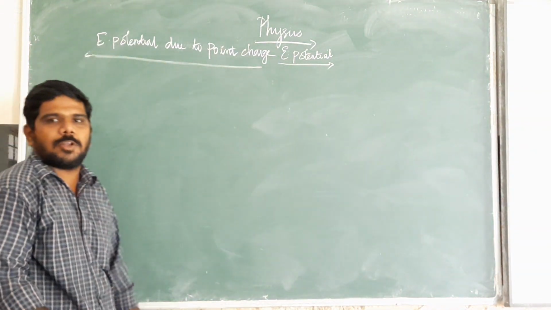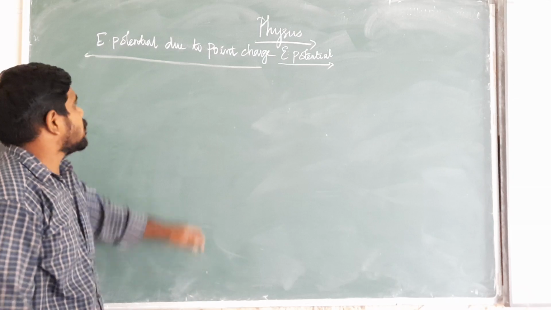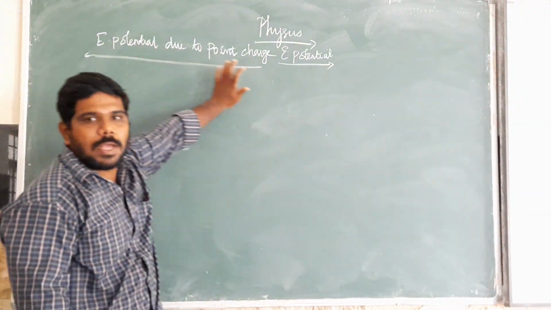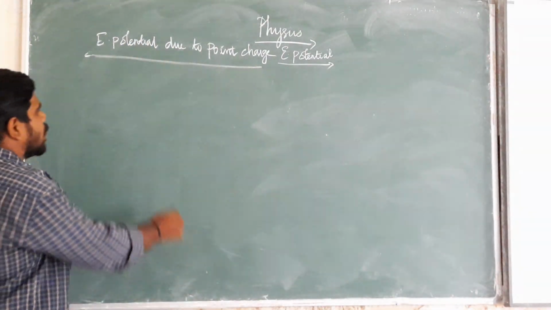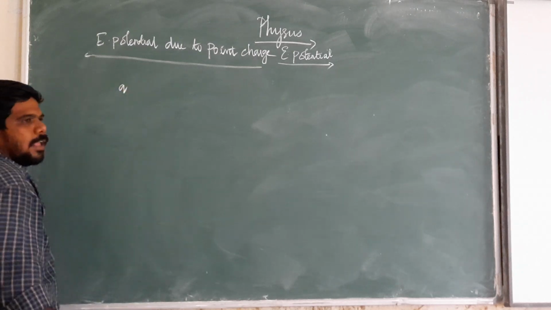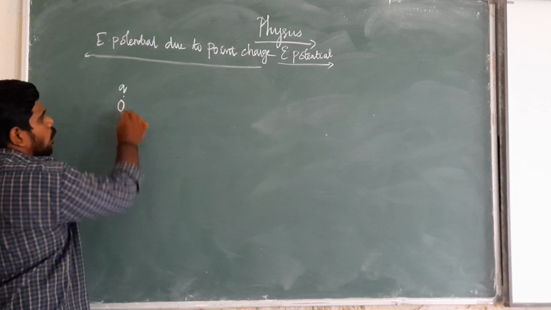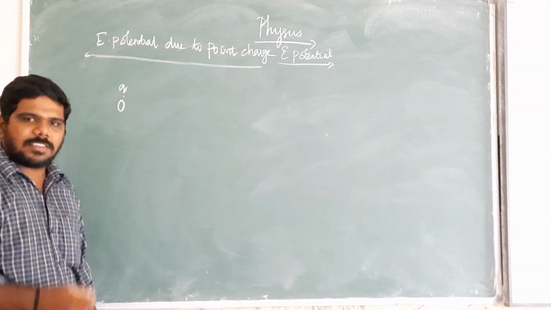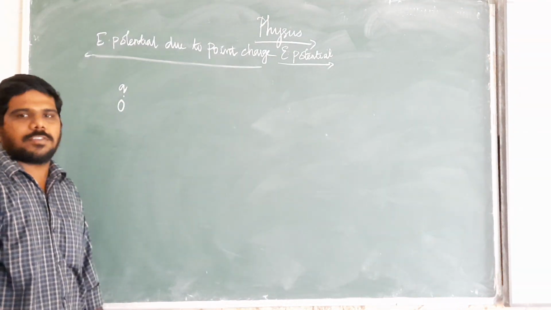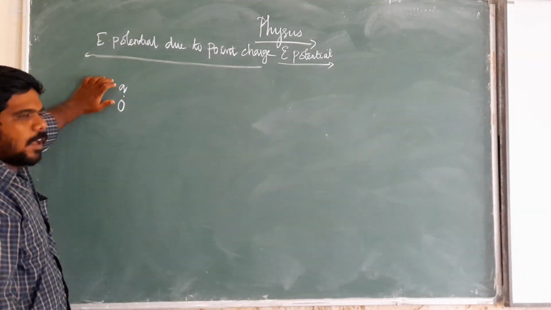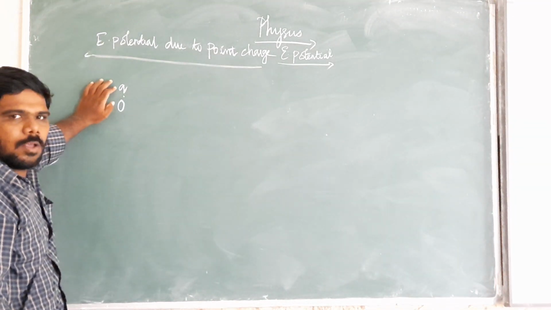Okay, next we are going to see one of our important 3 mark questions. The question is electric potential due to a point charge. So we are considering a point charge Q placed at the point O. The first point: consider a point charge placed at the origin O.